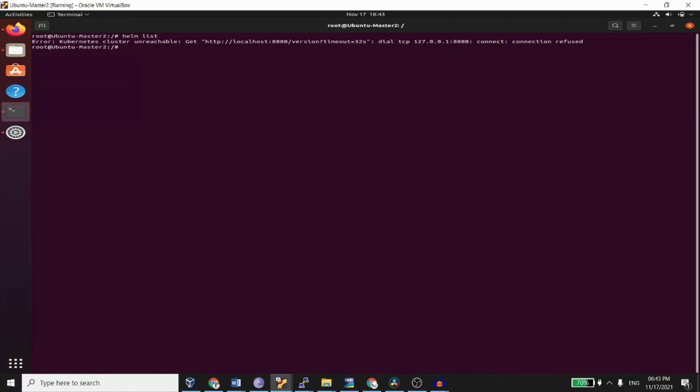Okay, this is kind of annoying in a K3s Kubernetes cluster. Somehow you cannot access your Kubernetes cluster, with it saying the Kubernetes cluster is unreachable. There are two solutions for you to resolve this problem.